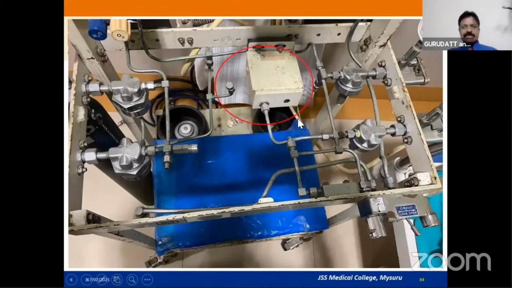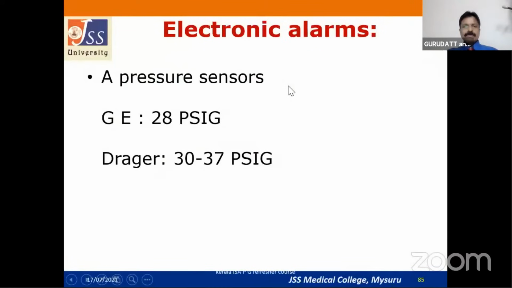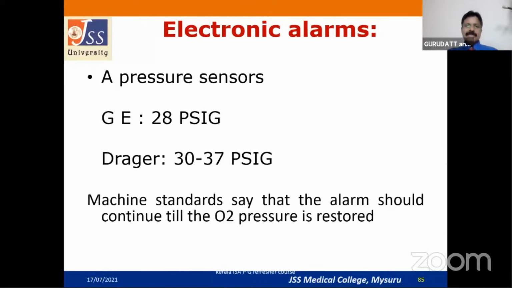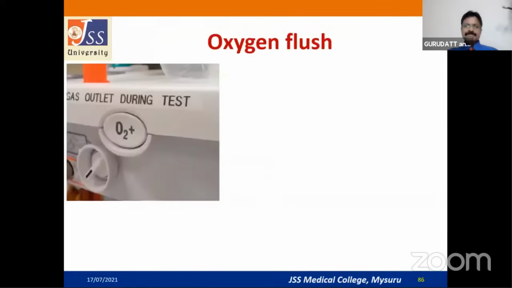Even in the older machines, sometimes you may be asked about this particular part, which mainly consists of a battery inside and a pressure sensor inside. Once the oxygen pressure drops down to 30 psig, this will give an audible alarm. With the modern workstations, we have alarms which give an audible alarm: in GE machines, once the pressure drops down to 28 psig, and in Traeger about 30 to 37 psig. Till you restore the pressure, the audible alarms keep on, and once you restore, they stop.